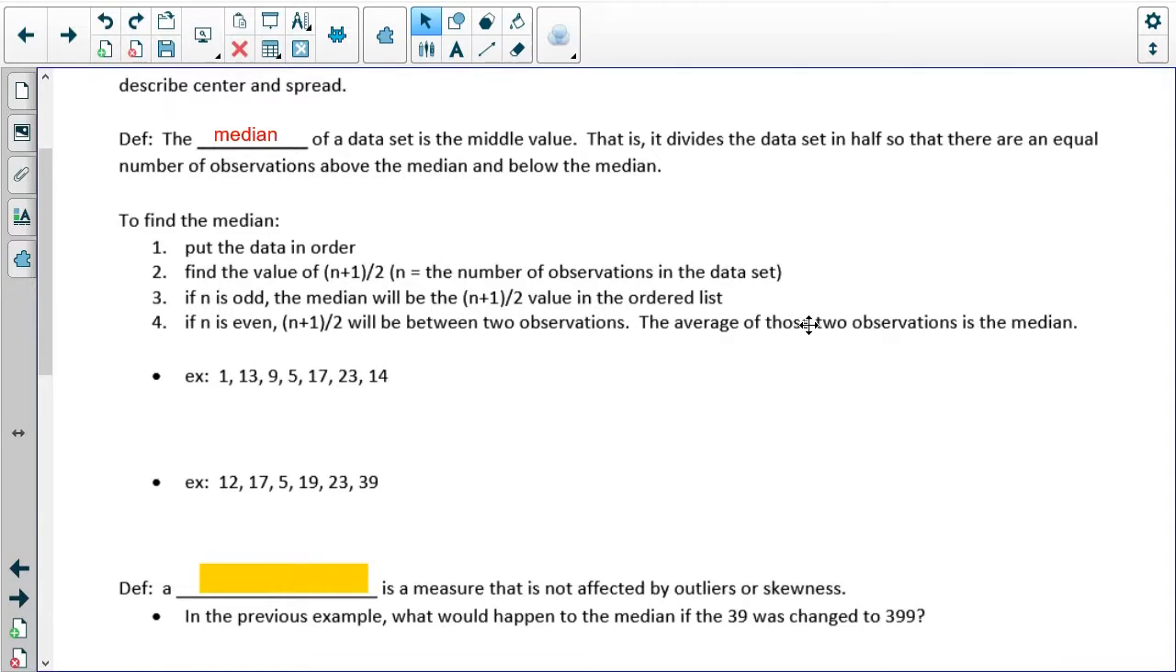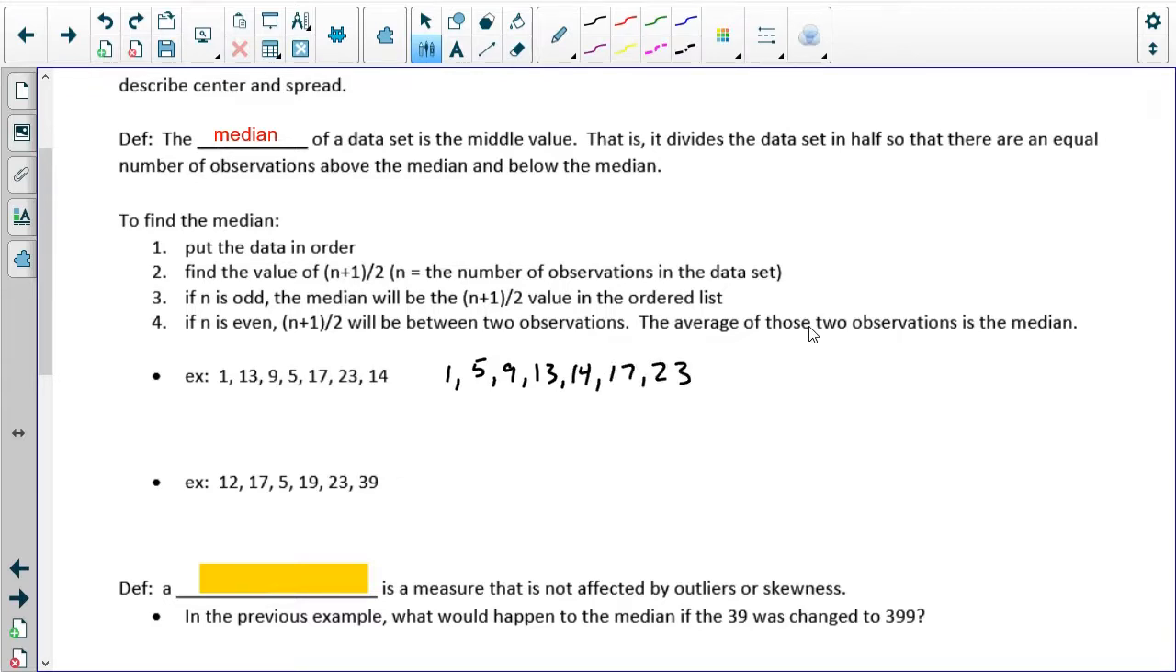So we're going to have two examples here. Example number one is if we have seven data points. What we do is we organize them in order: 1, 5, 9, 13, 14, 17, and 23. And then, since there are an odd number of values, we basically just cancel things off in order until we get to the very middle value. So the median of this data set is 13.